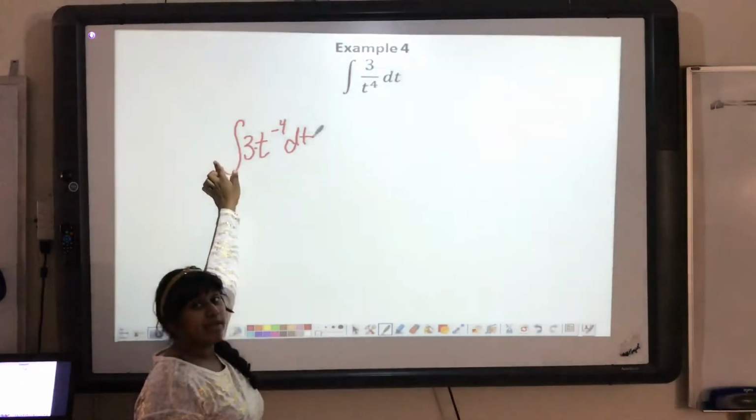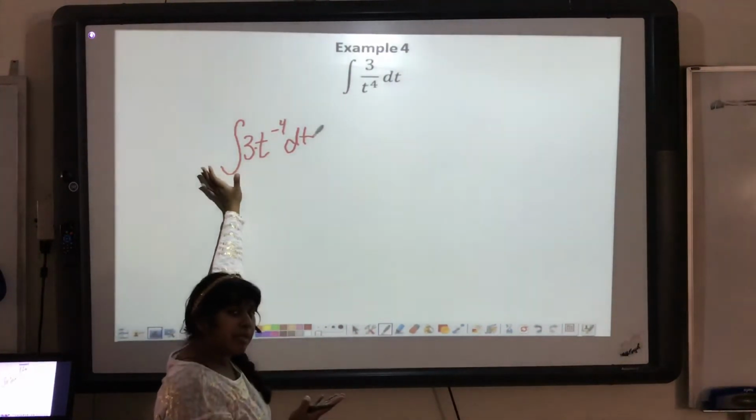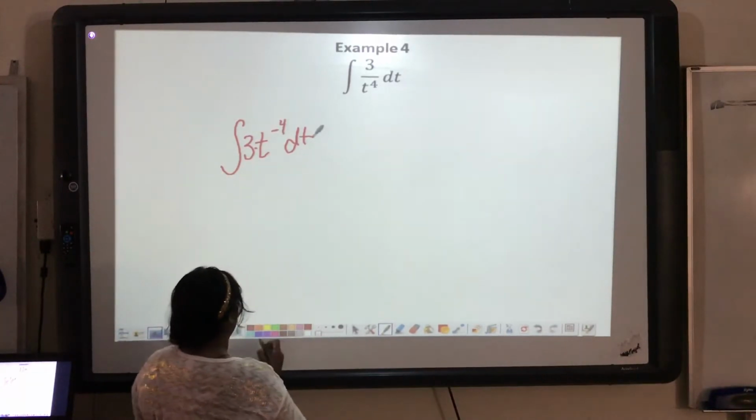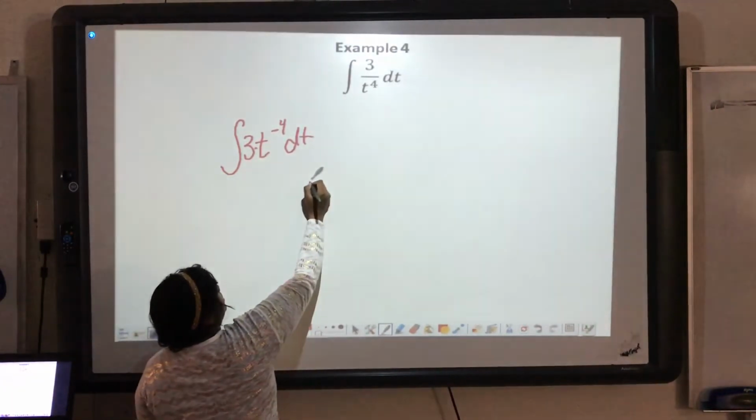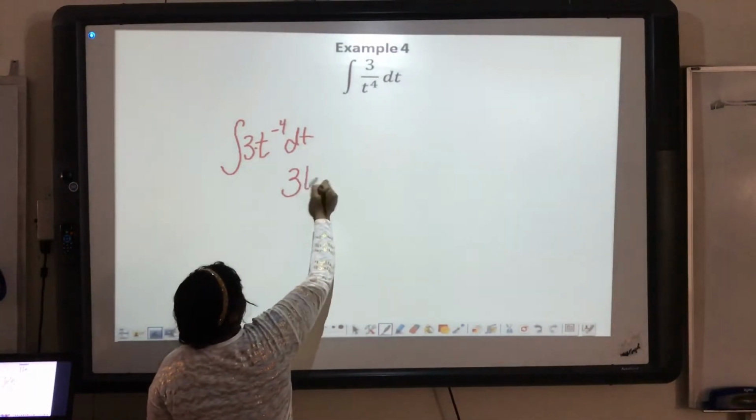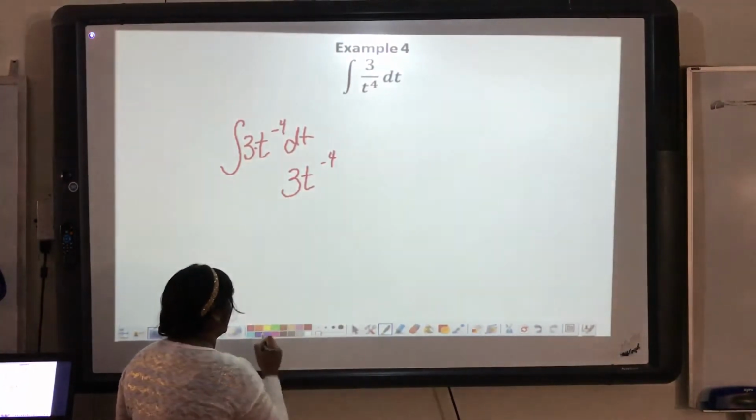Again, I can pull this 3 outside. We did that last time. This time I'm going to go ahead and leave it in so you can see how that works. So if I was going to integrate that, I'm just going to bring that value right here, make it a little easier for me. If it's short, I can't reach that high.